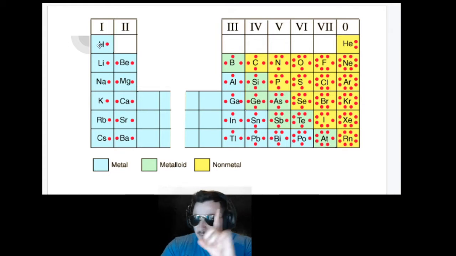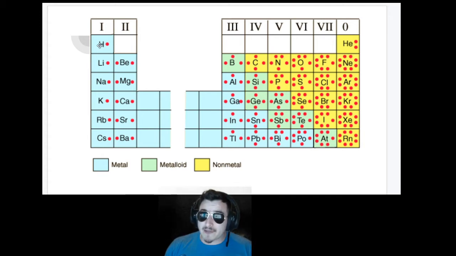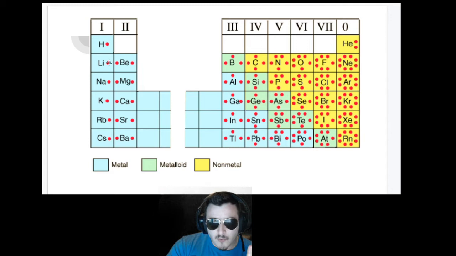Remember, he's only got 1 proton in his nucleus, so he can't actually handle 8 electrons swirling around him. He doesn't have the strength for it. So he's actually okay with having 2. He's also okay with having none. And so, think about this. What would these elements want to do in order to be happy?